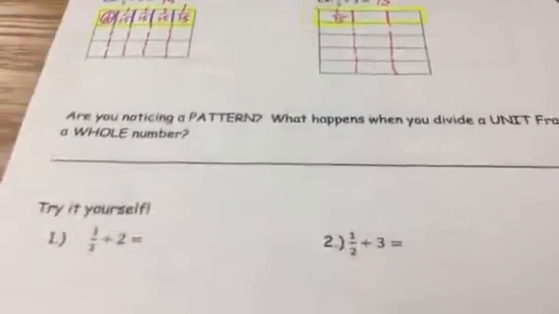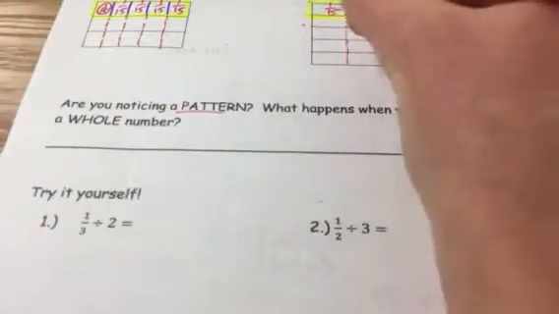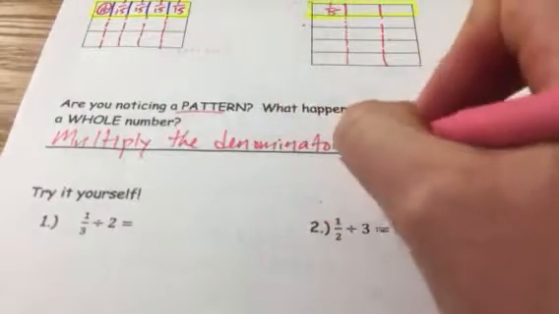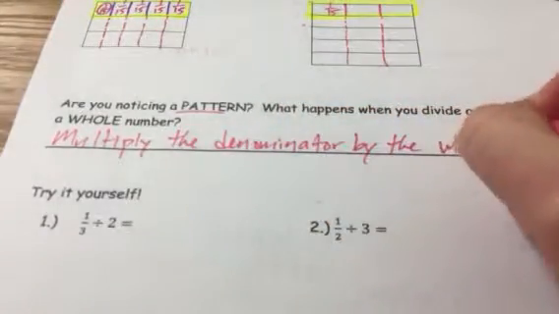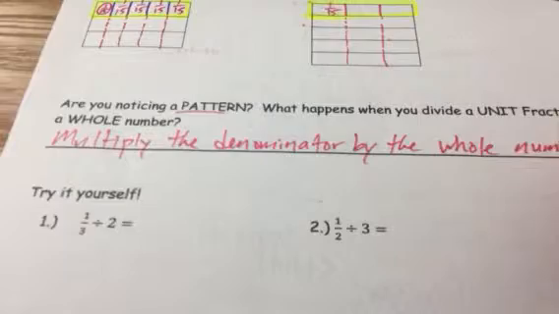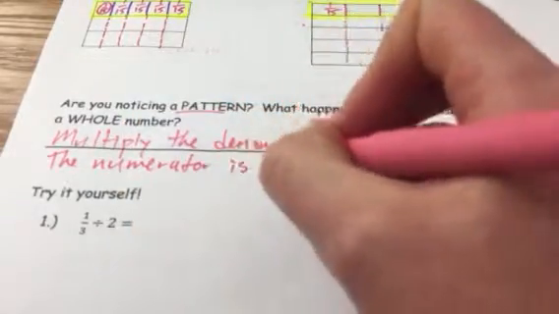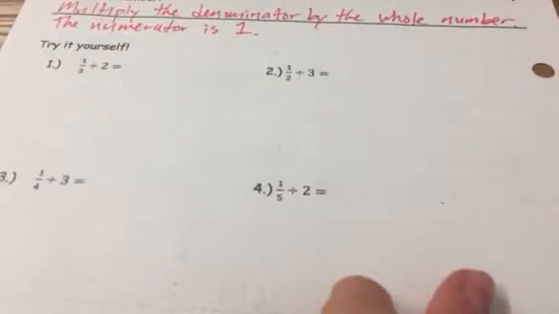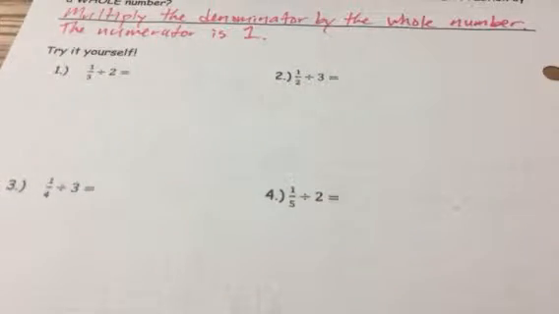Now, hopefully you're starting to notice a pattern. And hopefully you're noticing that you're multiplying the denominator by the whole number. The numerator remains 1. So that's our shortcut for right now. I'm going to continue modeling the next few examples.